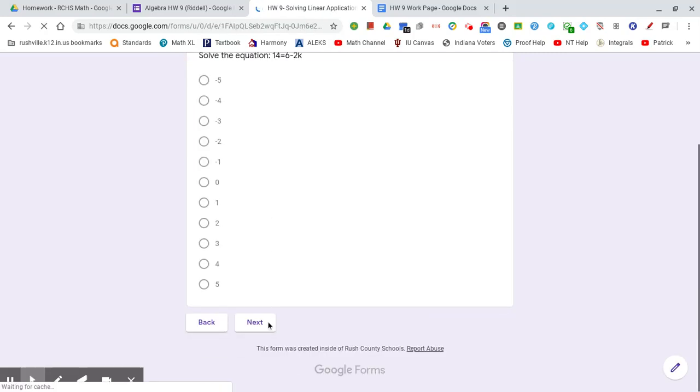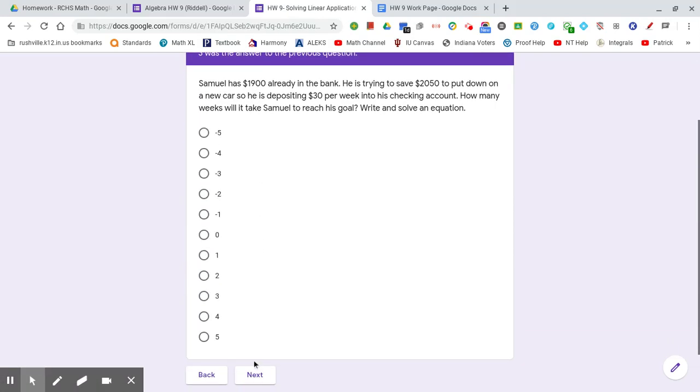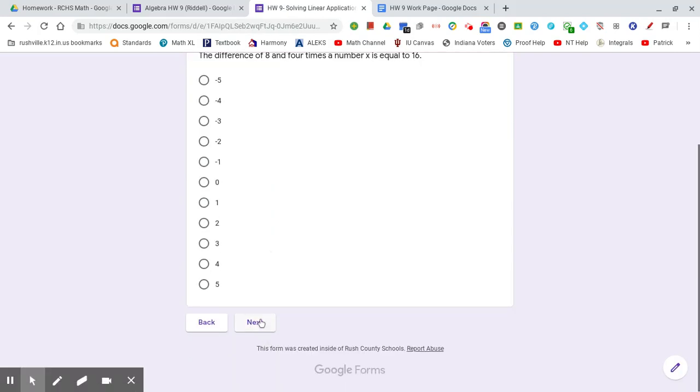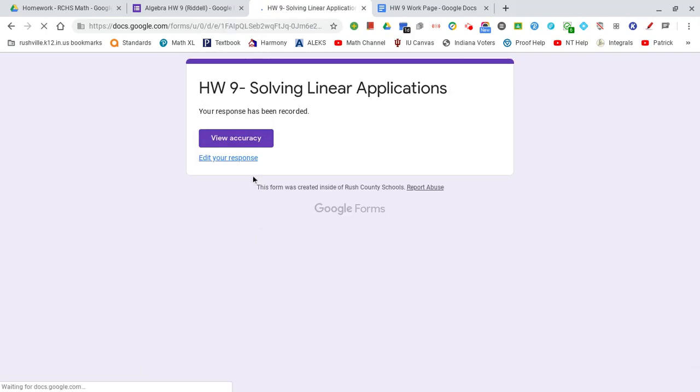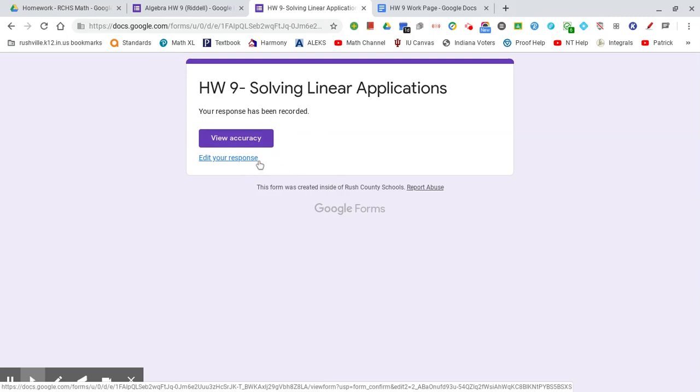So I can hit next until I get to one where I can hit submit. So here's one. I can hit submit. You get to edit this response as many times as needed. If you want to get back into where you were previously, you can edit your response. It'll take you to the beginning, but your previous answer choices will be saved.